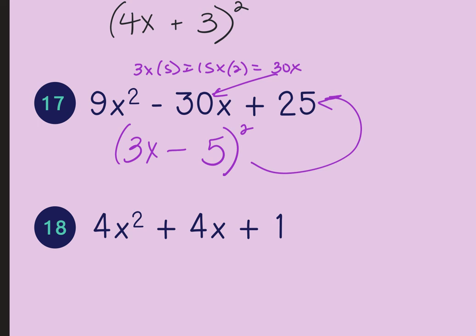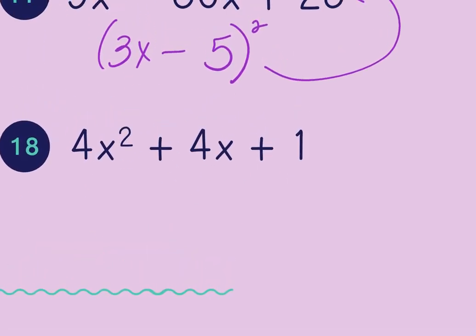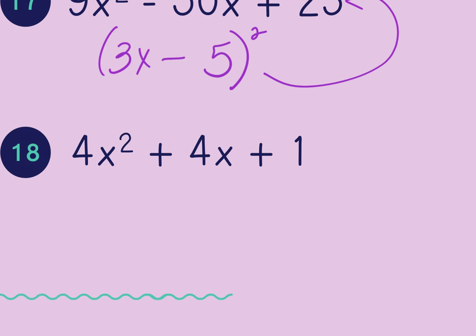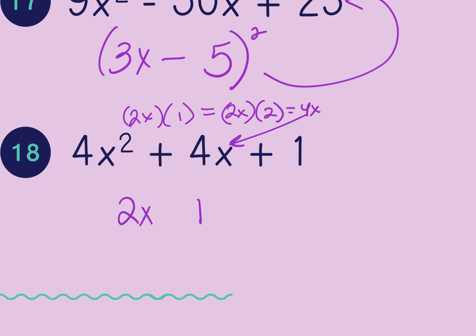All right, 18. Perfect square in the first one, perfect square at the end. What's the square root of 4x squared? 2x. Square root of positive 1? 1. I get 2x. Double it. I get... Oh, sorry. Double it. You get 4x. Matches, so I know it is a perfect square trinomial. Square root first, square root last, sign from the middle, put it in parentheses, and square it.